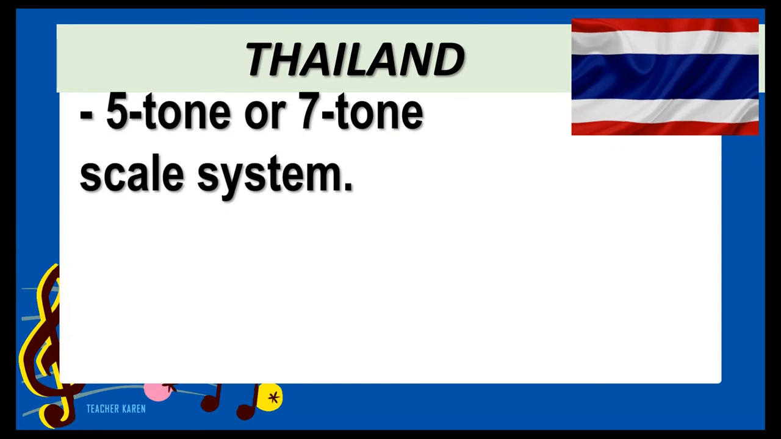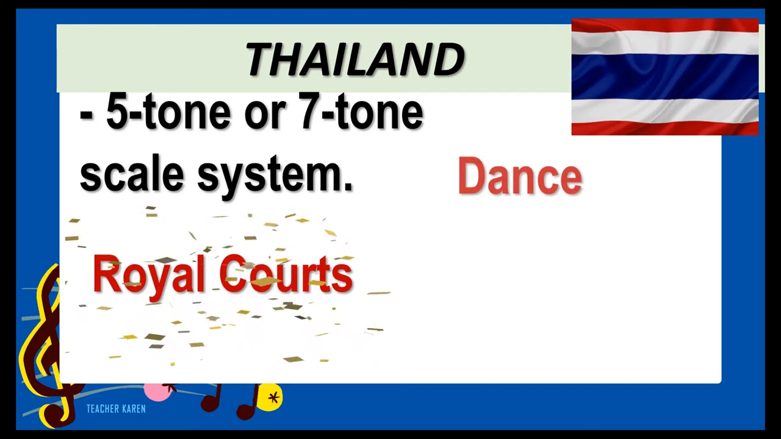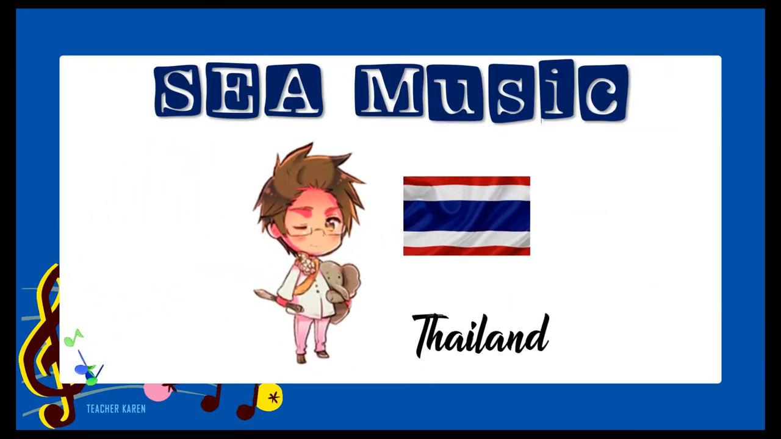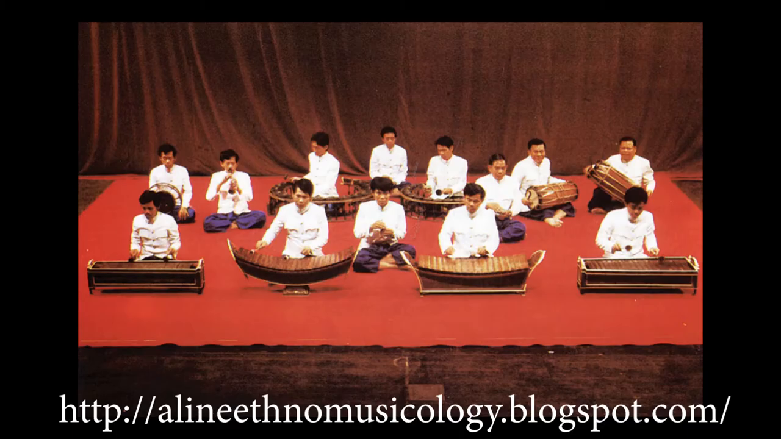Music is theoretically based on the 5-tone or 7-tone scale system. Just like in Thai folk music, it consists of simple songs with simple melodic lines. It is not only confined to the royal courts but also used extensively in dance, theater, and in ceremony. Thailand has three primary musical ensembles that are similar to the other ensembles in Southeast Asia. They are Pipat, Kruangsai, and Mahori.